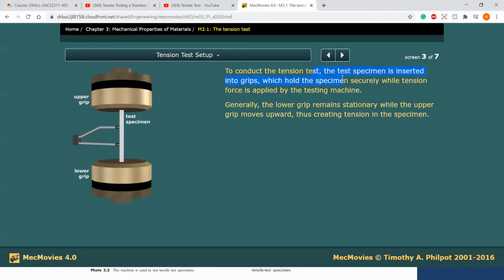Sorry. So anyway, to conduct the tension test, the specimen is inserted into grips, upper and lower grip, which hold the specimen securely while tension force is applied by the testing machine. Generally, the lower grip remains stationary while the upper grip moves upward, thus creating tension in the specimen. So the bottom portion, lower grip, is fixed and the upper portion is moving upward. So if one end is fixed and the upper portion is moving, you are obviously applying a tensile force, and indirectly you're applying a tensile stress into the material.